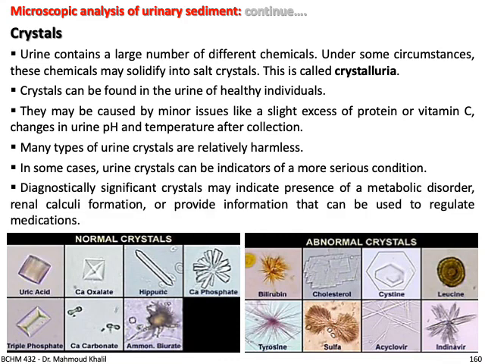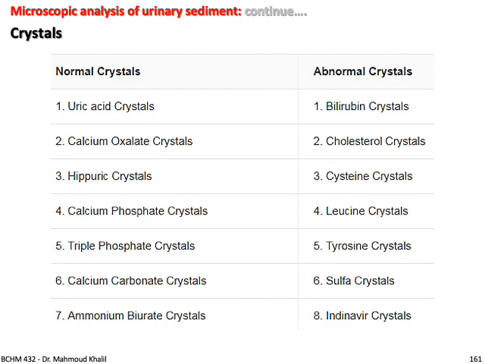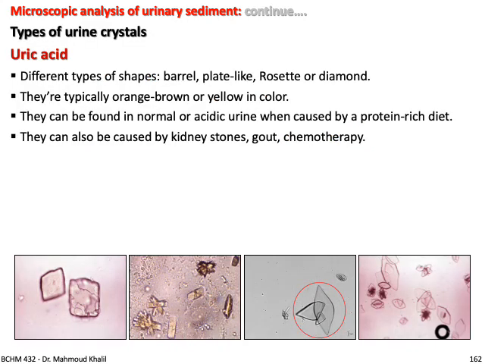In some cases, urine crystals can be an indicator of a more serious condition. Diagnostically significant crystals may indicate the presence of a metabolic disorder, renal calculi formation, or provide information that can be used to regulate medications. Here you can see the names again, which is important, of the normal crystals and abnormal crystals. The types of urine crystals.